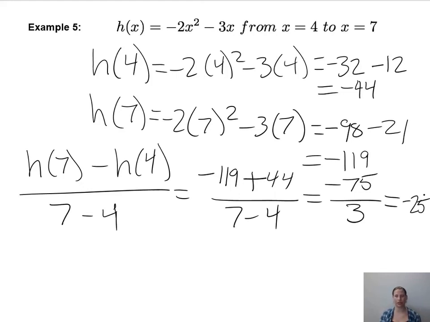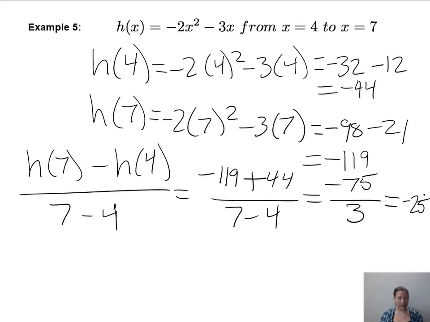So this does not say that the whole graph has that same rate of change. That is absolutely not true, right? Because it's a quadratic. Quadratics are not lines, and they're not consistent rates of change or consistent slopes, okay? So just from 4 to 7 has the rate of change of negative 25 on only h of x.